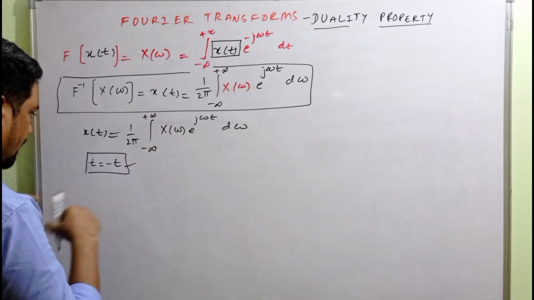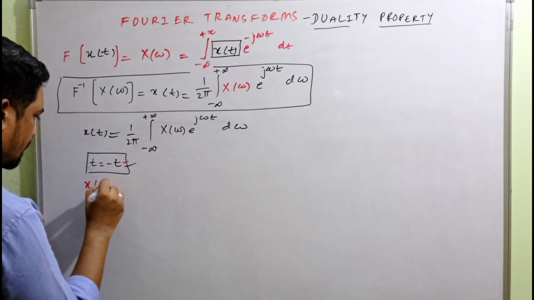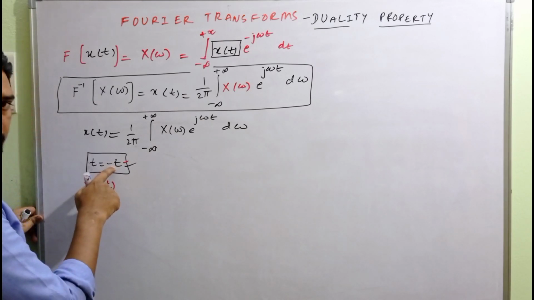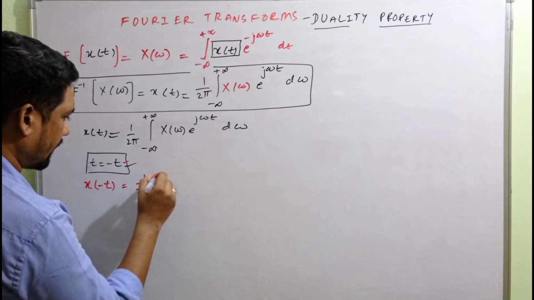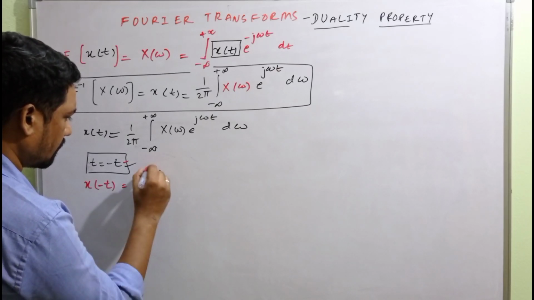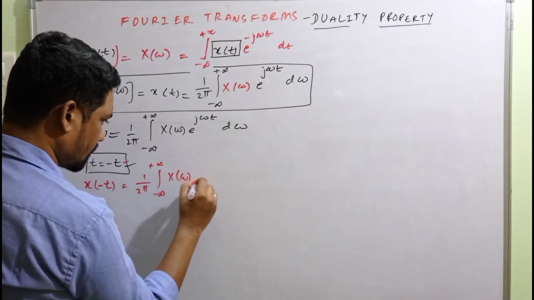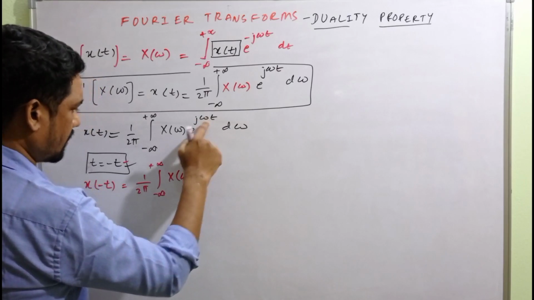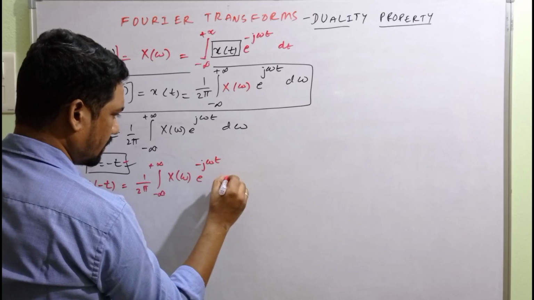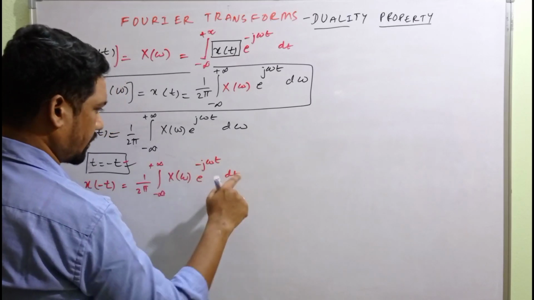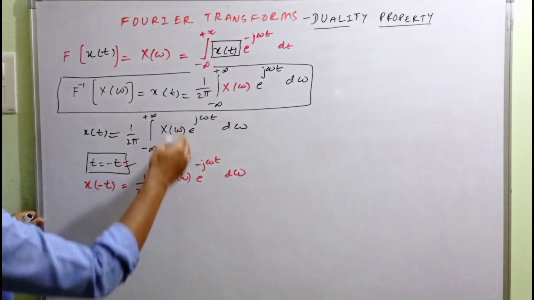So if this is the case, if I want to go for this change, here we have x of minus t. t is plugged in with minus t, okay? Which is equal to 1 by 2 pi, no change in that, integral negative infinity to positive infinity. It's X of omega as it is, and there is a small change over here. It's a negative t, isn't it? So that will be minus j omega t and d omega. Sorry, I'm correcting it. So d omega, right? Straight away over here.